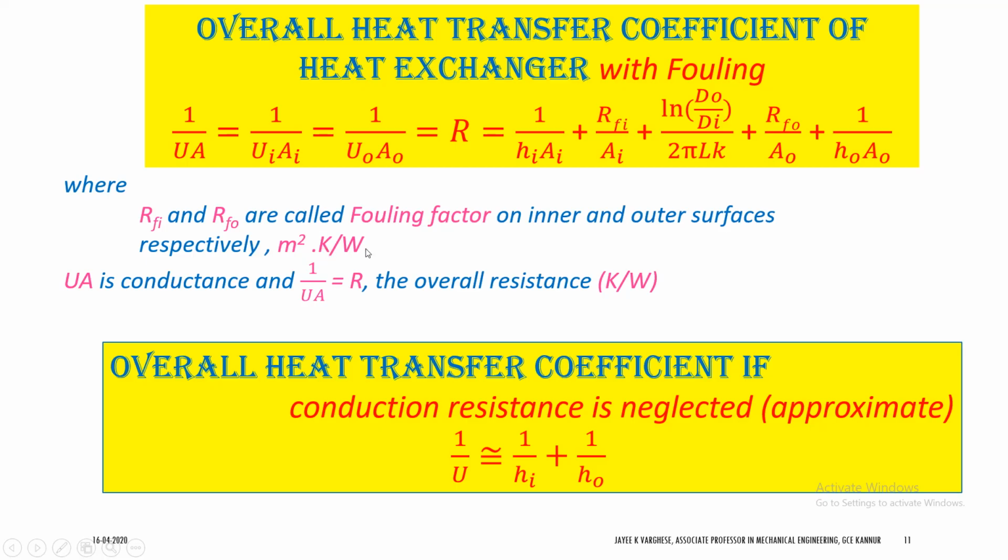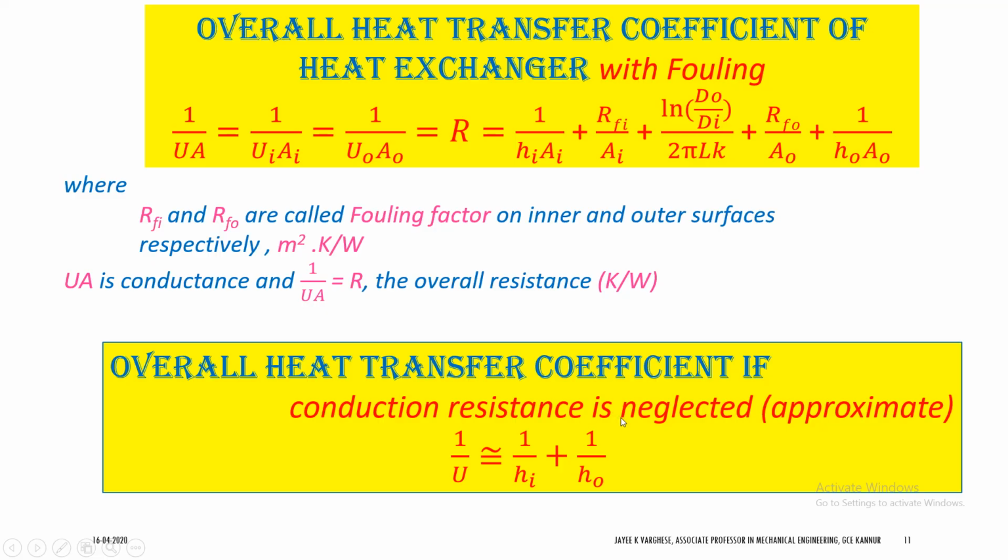So if you remember, watt per meter square Kelvin is the unit of heat transfer coefficient or overall heat transfer coefficient, and meter square Kelvin per watt will be the fouling factor. Basically, the fouling factor is given on a per meter square basis. UA is the conductance, and the reciprocal of conductance is resistance. 1 by UA or 1 by hA is for resistance. This is an overall resistance, which will have the unit of Kelvin per watt.